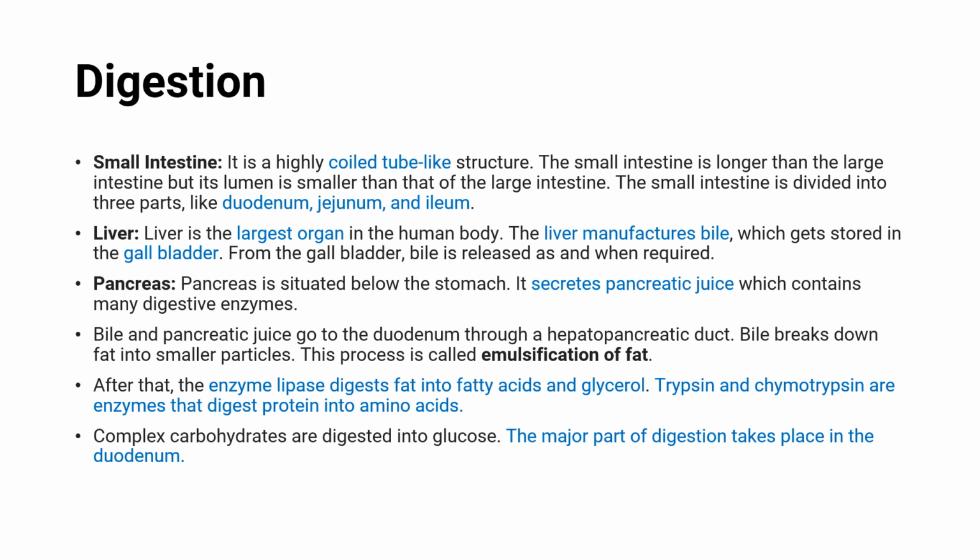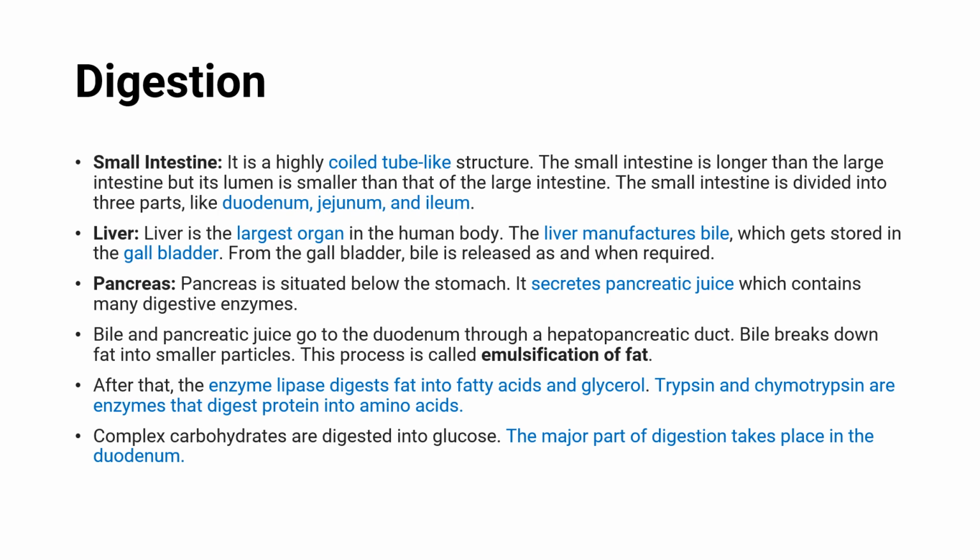Digestion. Small intestine. It is a highly coiled tube-like structure. The small intestine is longer than the large intestine, but its lumen is smaller than that of large intestine. The small intestine is divided into three parts like duodenum, jejunum, and ileum. Liver. Liver is the largest organ in human body. The liver manufactures bile, which gets stored in the gallbladder. From the gallbladder, bile is released as and when it is required.